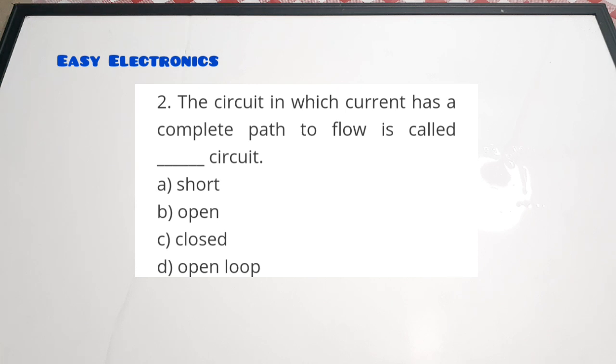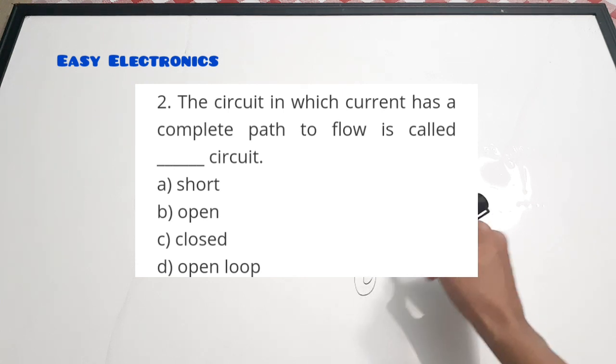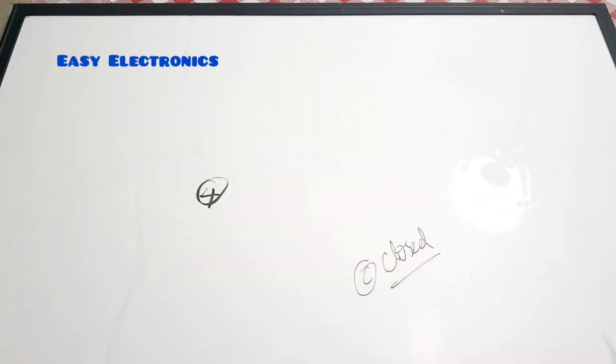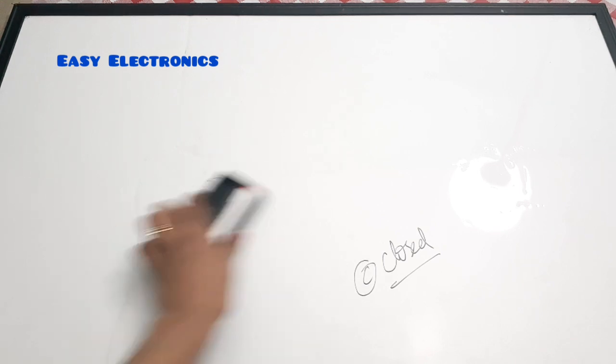Now, when the option is open, it means there is no current flow. So that option is not correct. And the correct answer here is option C, closed. I'll read the question once again. The circuit in which current has a complete path to flow is called a closed circuit. The correct answer is option C, closed circuit. Fifth question.